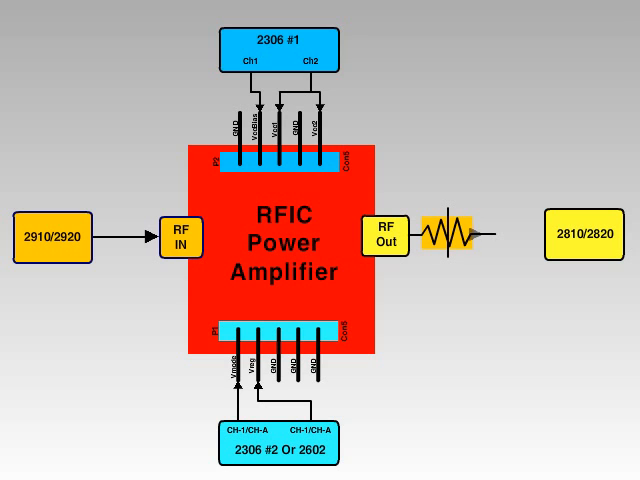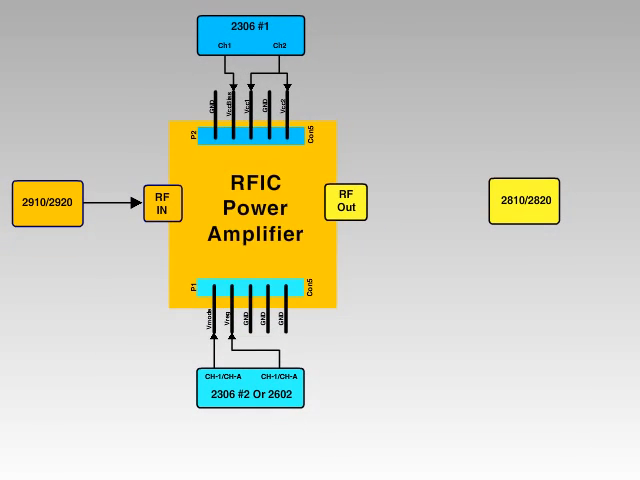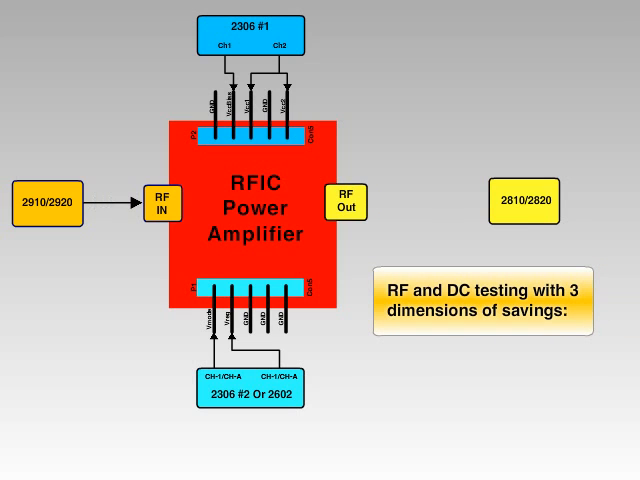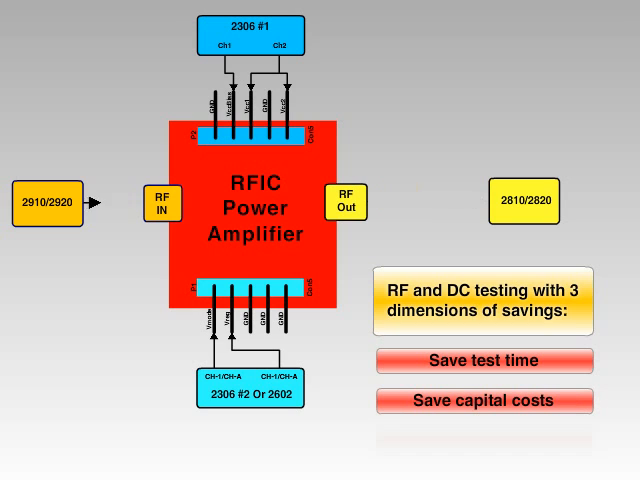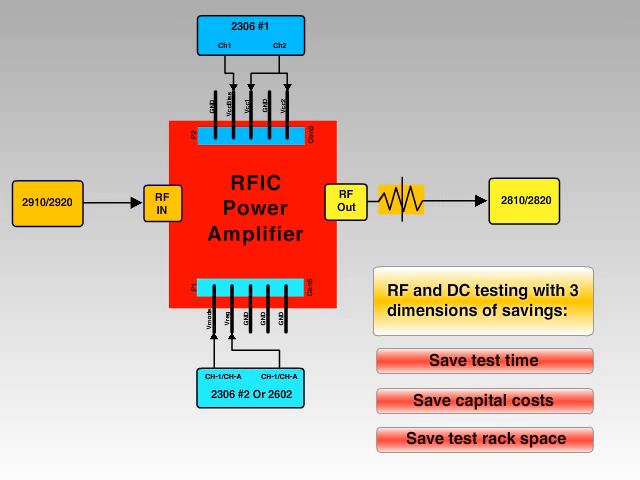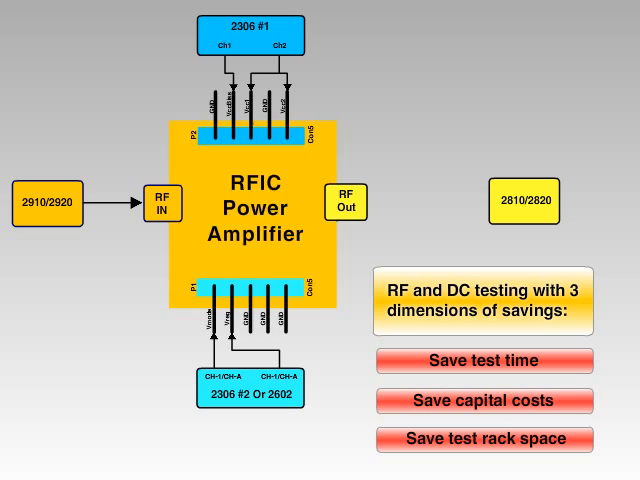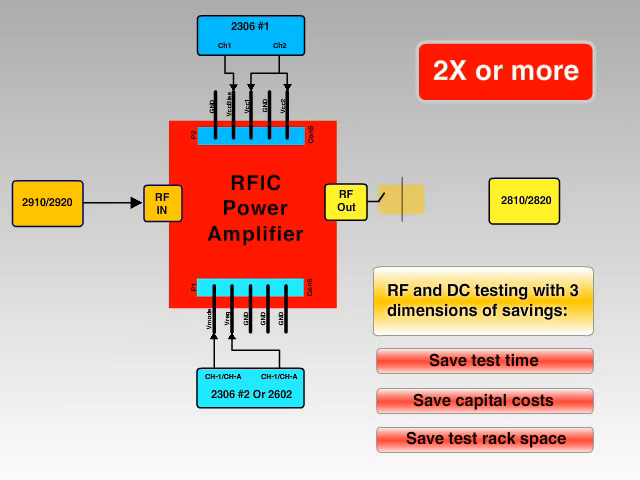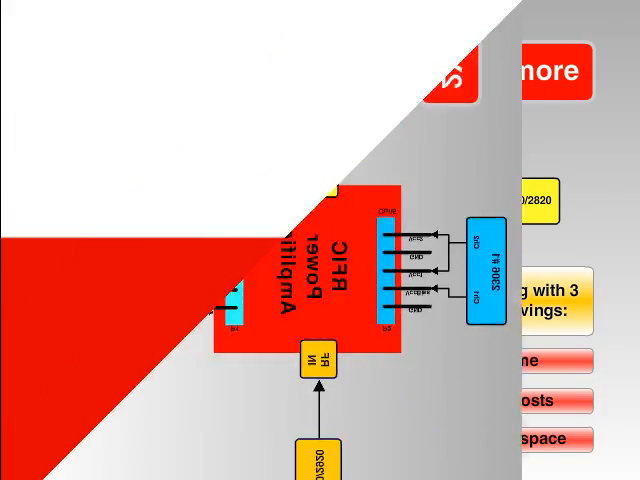With a Keithley instrument package, you can obtain complete test capability that offers 3 dimensions of savings: save test time, save capital costs, save test rack space. Achieve reductions in these dimensions by a factor of 2 or greater over your current methods.